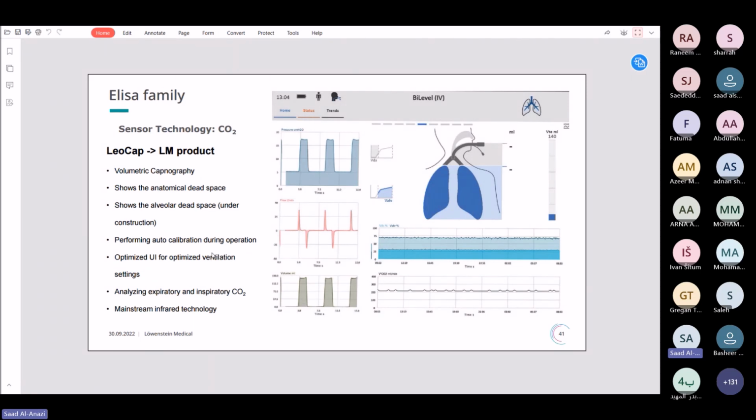Also, you can calibrate during these operations. It will also show you the end-tidal CO2 waveform continuously, and you can analyze the expiratory and the inspiratory CO2 during the operations. What is the name of this technology? It's the LEO cap. It can be found in the ELISA 800. It's a great tool to measure the anatomical dead space and the alveolar dead space all the time and show you in the main screen.